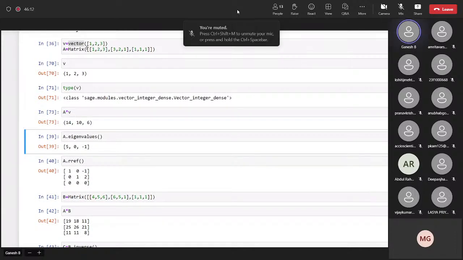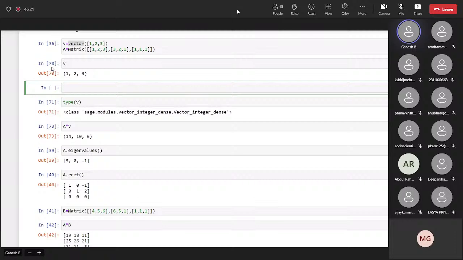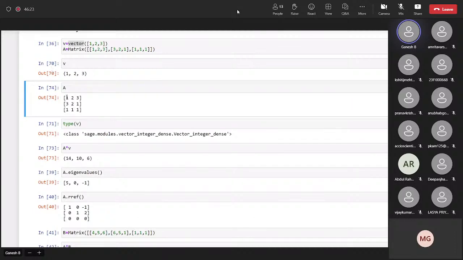A star B, A multiplied by this 3 cross 1 matrix. So this is how you pass a matrix to Sage, and I'll show you how it is stored. This is the syntax for assigning a matrix. The first list would be all the numbers in the first row. The next list would be all the numbers in the second row, and so on.